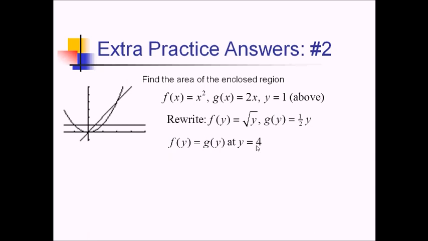So then I have the integral from 1 to 4 of, and now I have to do right minus left. So that's going to be this square root, I guess you can think of this as a horizontal square root. So square root of y minus 1/2 y, or f of y minus g of y dy.